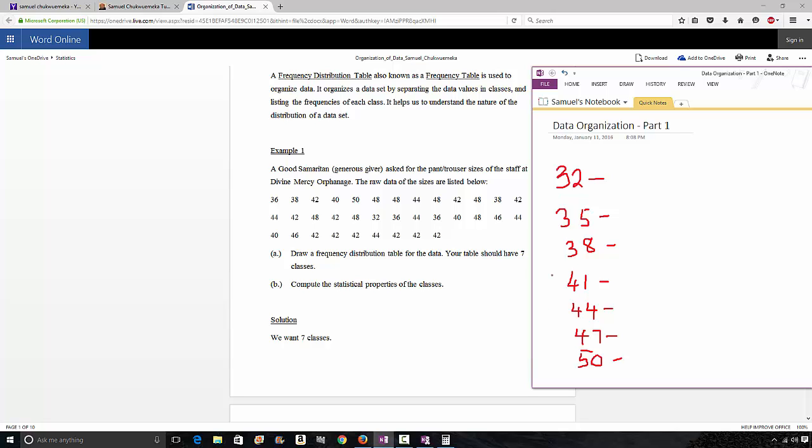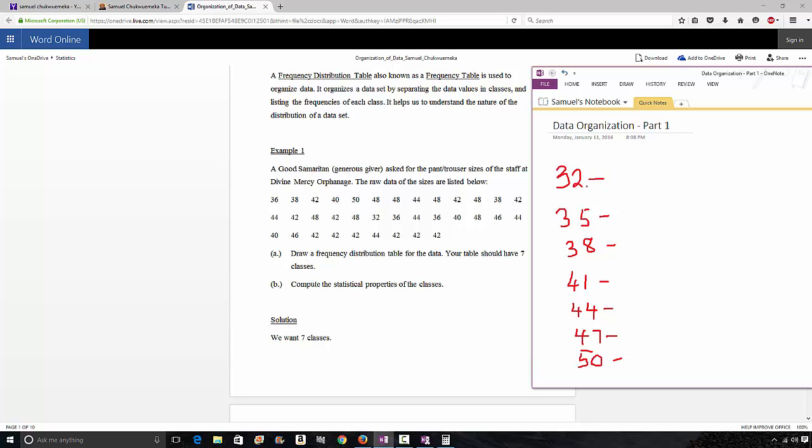1, 2, 3, 4, 5, 6, 7. So I really have to stop here, because I need only 7 classes. So these are the lower class intervals of the classes. 32 is the lower class interval of the first class. 35 is the lower class interval of the second class. 38 is the lower class interval of the third class, and so on and so forth.